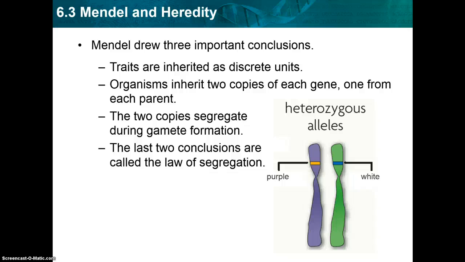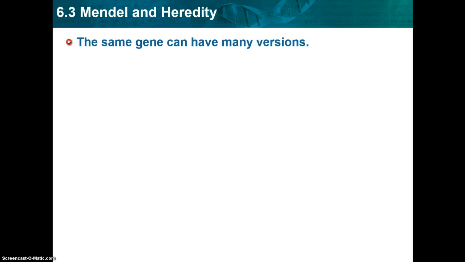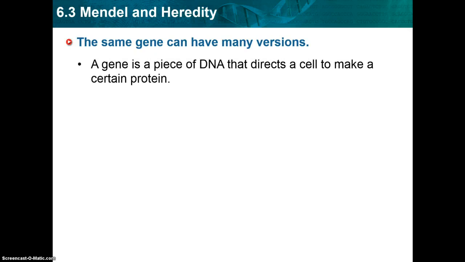Okay, wait. How are gametes formed again? What's that process called? Meiosis. Meiosis. That you did on the table. Gametogenesis. Okay.